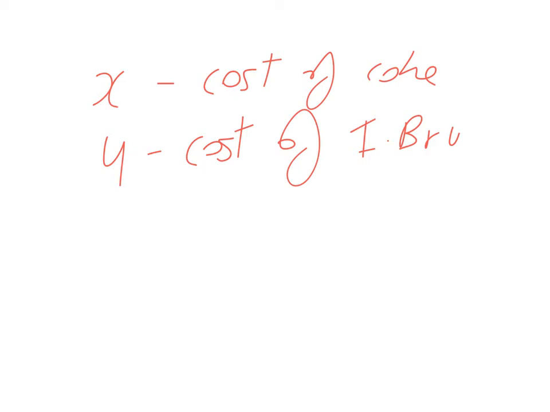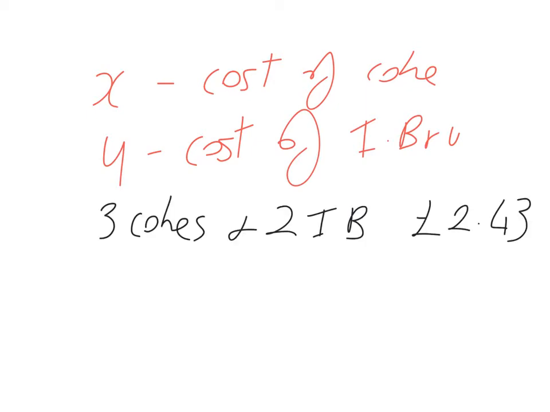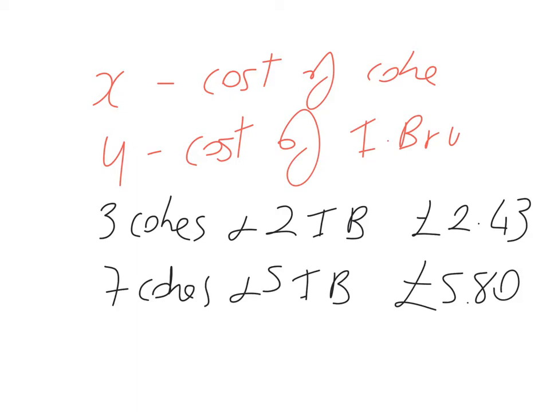So, let's say we had, let x be the cost of a can of Coke and y is the cost of a can of Irn-Bru. Then let's say that 3 cans of Coke and 2 cans of Irn-Bru costs £2.43 and 7 cans of Coke and 5 cans of Irn-Bru costs £5.80. The question then is how much is a can of Coke and how much is a can of Irn-Bru.